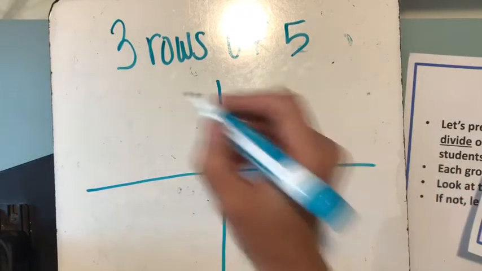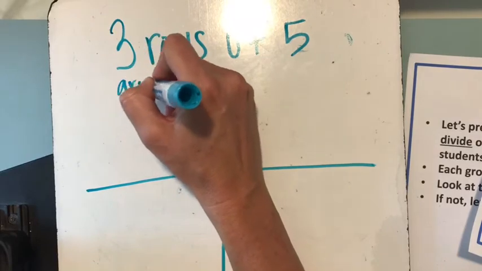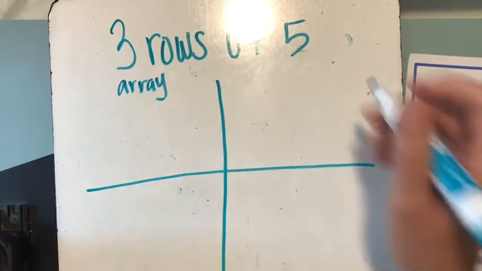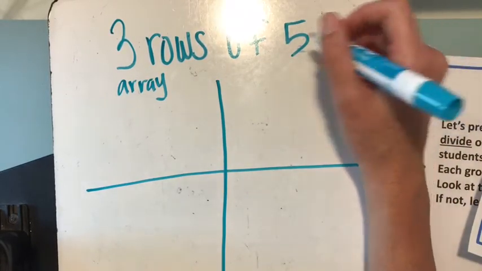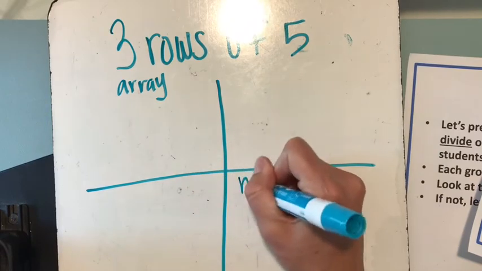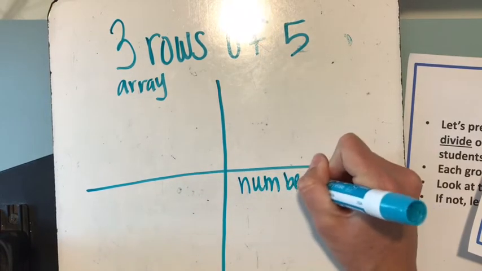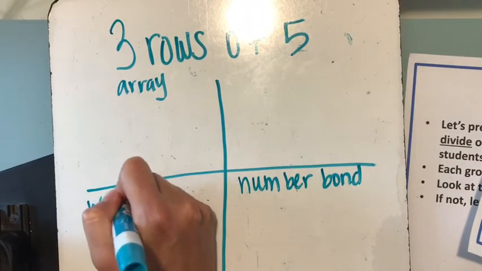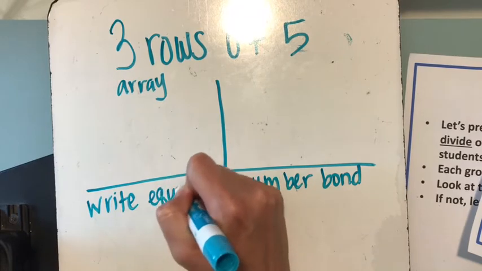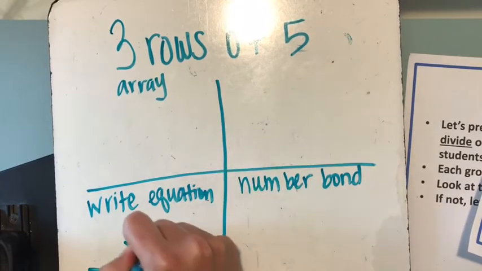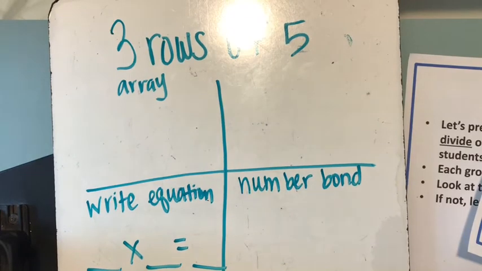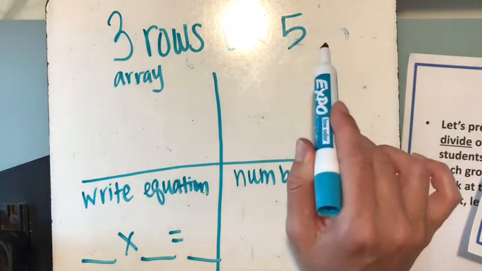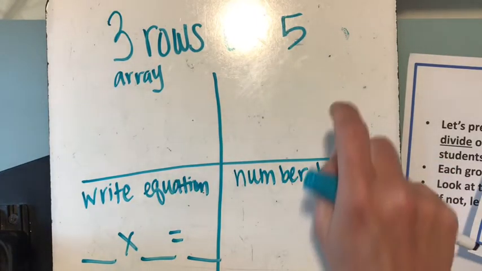And here I'm going to do my array. You don't have to write this, but I do want you to do your X, not your X, your T. And then I think I'll do my number bond here. You can put it wherever you want. You do not have to write number bond. And I think I'm gonna write my equation here. Okay, so blank times blank equals blank. I want you to solve for this. Solve for 3 rows of 5. Pause the video and solve for this.